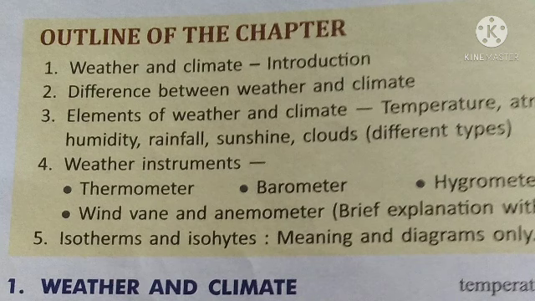Measurement of relative humidity. The relative humidity of the atmosphere at a particular place can be measured with the help of a wet and dry bulb thermometer or hygrometer. A wet and dry bulb thermometer consists of two sensitive thermometers, a dry bulb thermometer which records the actual air temperature of the atmosphere, and a wet bulb thermometer.